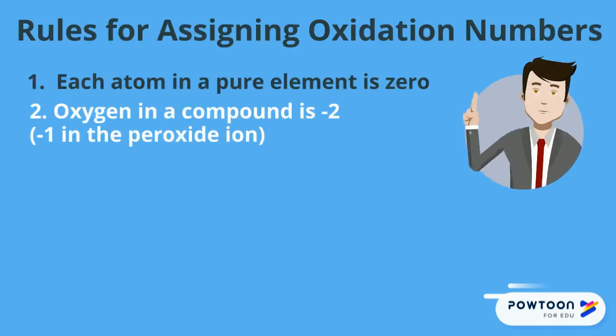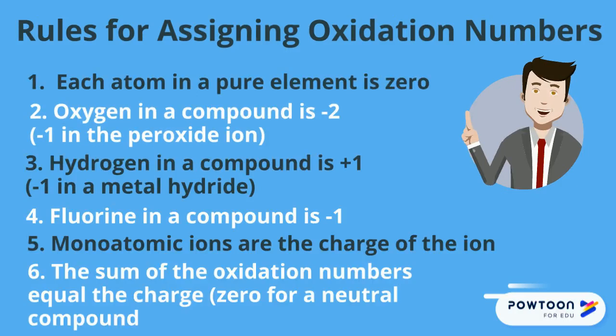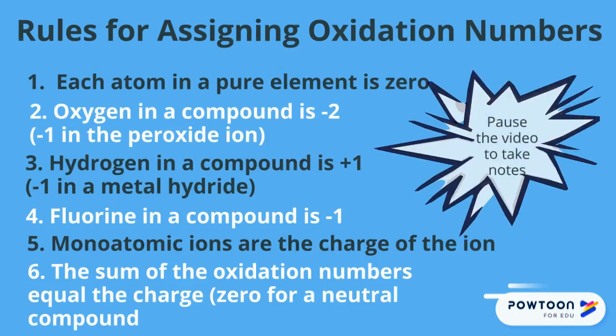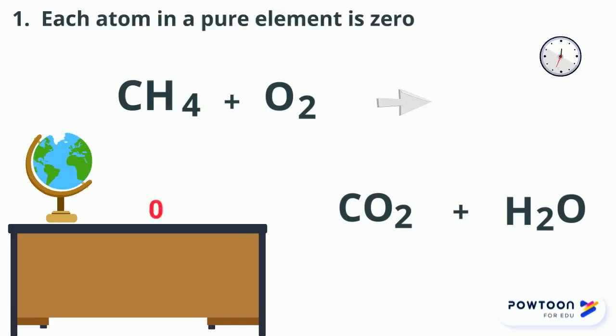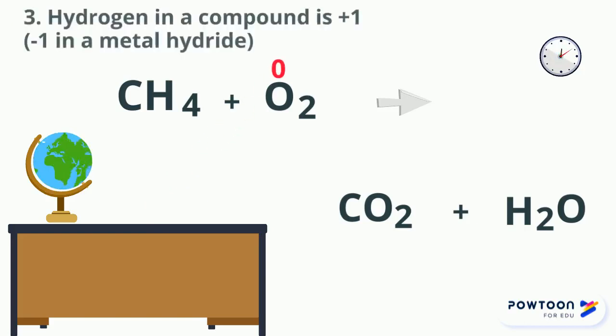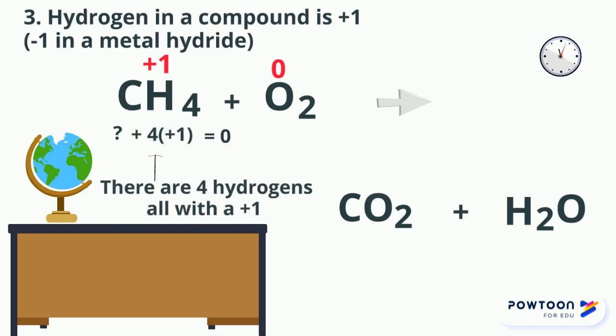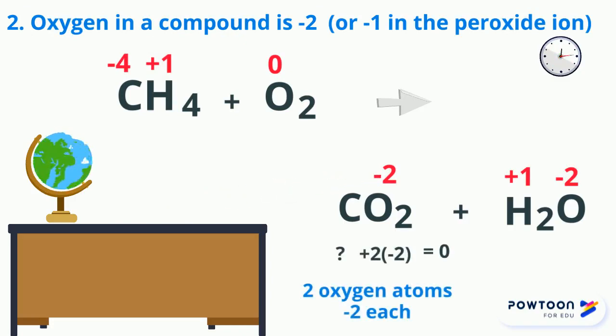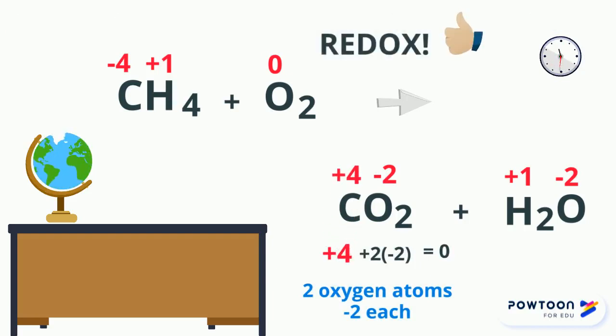There are a few rules for certain elements that will allow you to determine the oxidation number of the other elements in a compound. So the oxygen atoms in O2 are 0. The hydrogens in CH4 are a positive 1, and since this is a neutral compound, all of the oxidation numbers add to 0. Therefore, the carbon is a -4. The oxygen in carbon dioxide is a -2, so the carbon in that compound is a +4. This is a redox reaction because the oxidation numbers are changing for both the oxygen and the carbon.